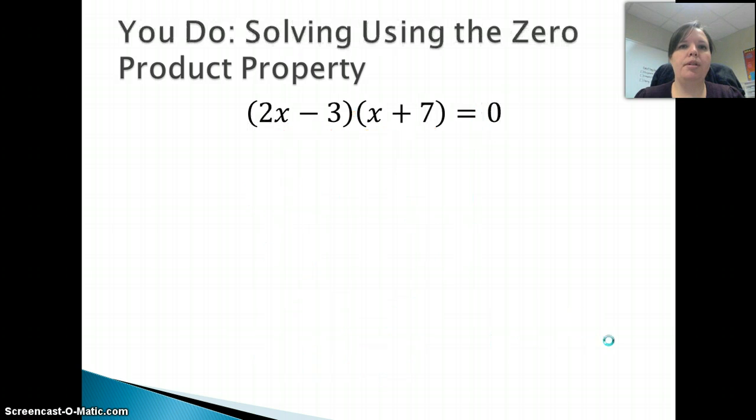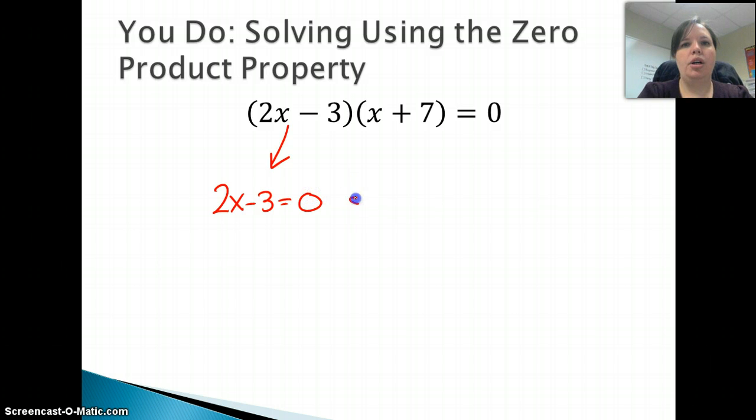So that's my I do. Now you're going to try it using the zero product property. So pause and try this one. But the idea is either 2x minus 3 equals 0 or x plus 7 equals 0. One of those two quantities has to equal 0.